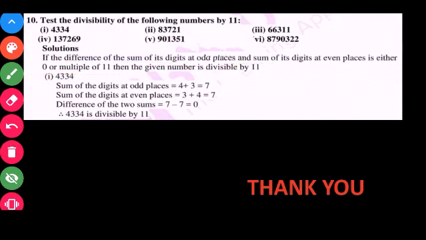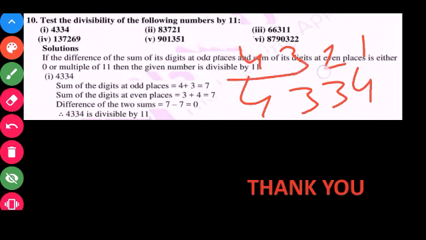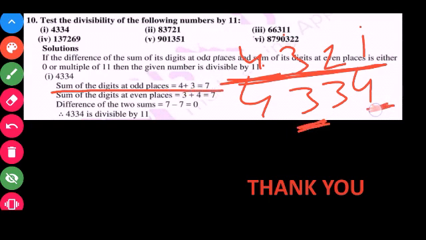Question first is given 4334. Here you have to pay attention to the odd places. In 4334, this 4 is at the first place, this is the second place, this is the third place, this is the fourth place. First you decide the places: 1, 2, 3, 4. So first, the sum of digits at odd places: the 1st and 3rd places, which are 4 and 3. So the sum of digits at odd places is 4 plus 3, that is 7.